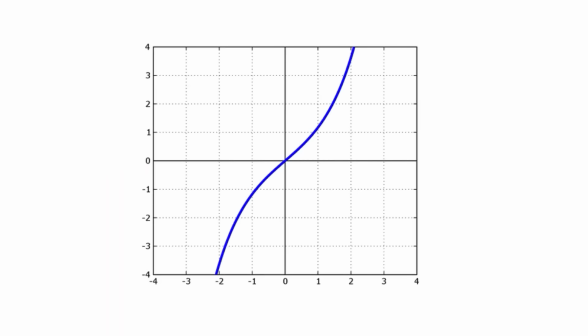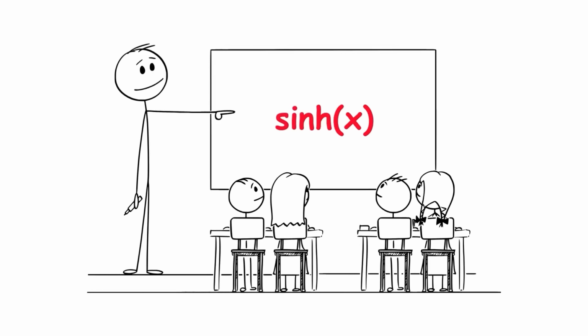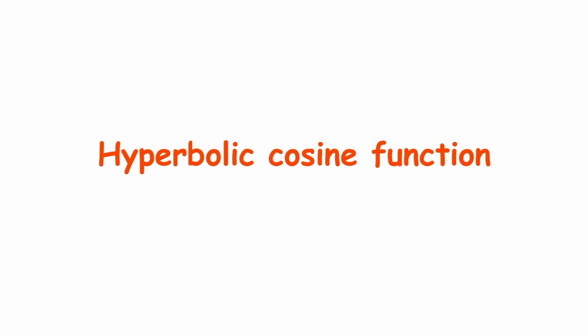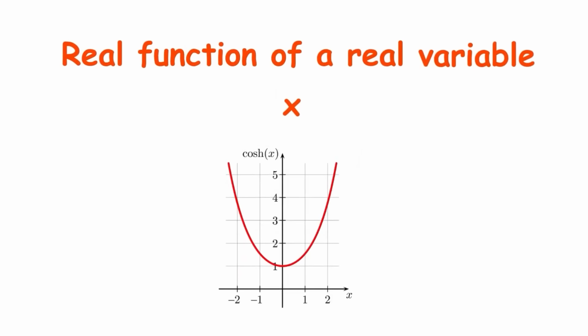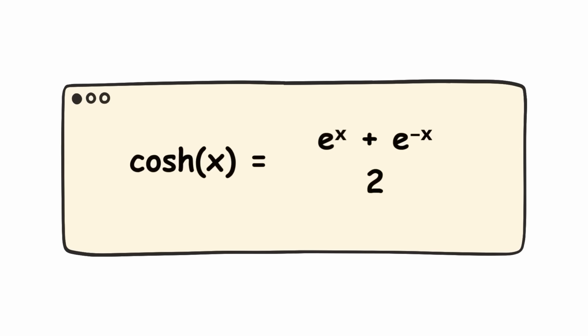The hyperbolic sine is a real function of a real variable x that is designated by sinh of x. It is defined by the following equation. Sinh of x equals e to the power of x minus e to the power of negative x over 2. Hyperbolic cosine function. The hyperbolic cosine is a real function of real variable x, which is designated by cosh of x, and is defined by the formula cosh of x equals e to the power of x plus e to the power of negative x over 2.